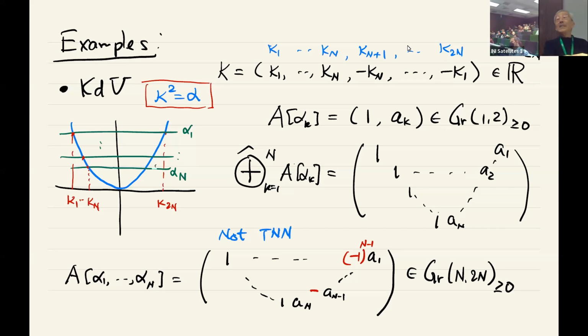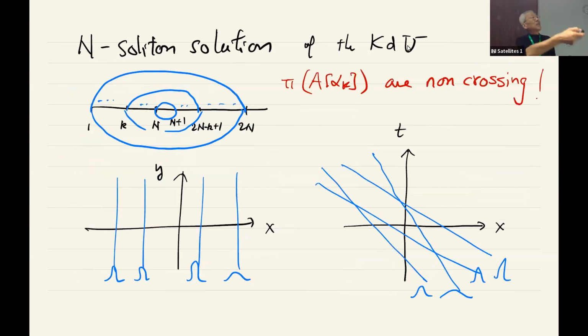But in the beginning, A1, A2, AN are all positive, but this matrix is not totally non-negative. So what you do is you just adjust the sign here. Okay, then you can get this. And this is totally non-negative. Okay, so this is what you do here.